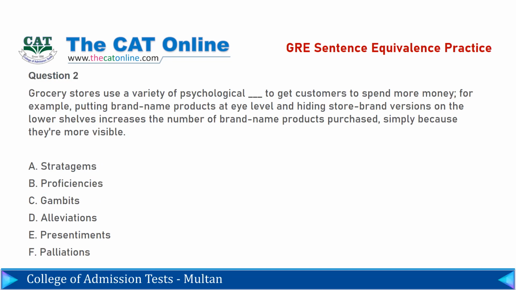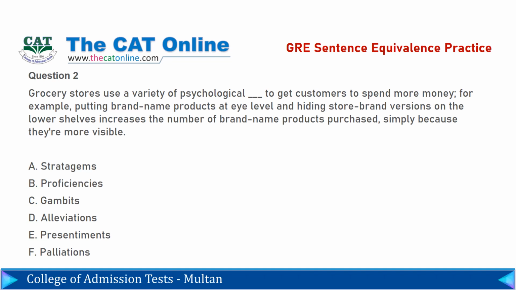Question 2. Ready for another try? Here you go. Grocery stores use a variety of psychological blank to get customers to spend more money. For example, putting brand name products at eye level and hiding store brand versions on the lower shelves increases the number of brand name products purchased, simply because they're more visible. A. Stratagems. B. Proficiencies. C. Gambits. D. Alleviations. E. Presentiments. F. Palliations. Pause the video now and press play again when you think you have the answer.